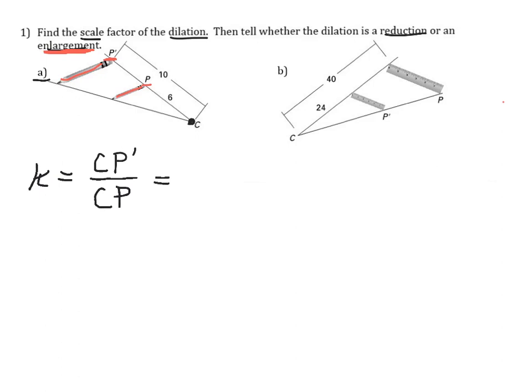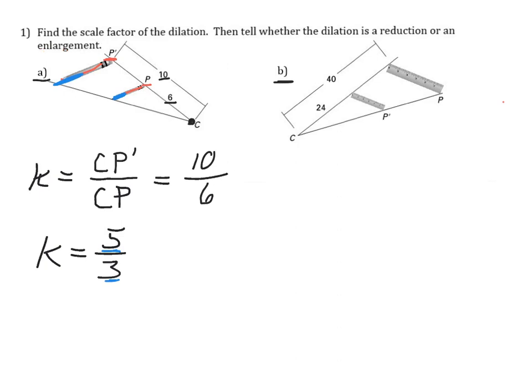In this case, it looks like from C to P prime, the center to the image, is 10. The center to the pre-image is 6. For scale factor, I typically want to reduce it as much as possible because it's a ratio. So my scale factor is 5 to 3. What that essentially tells me is that for every 5 units on the image, it's only going to be 3 units on the pre-image.